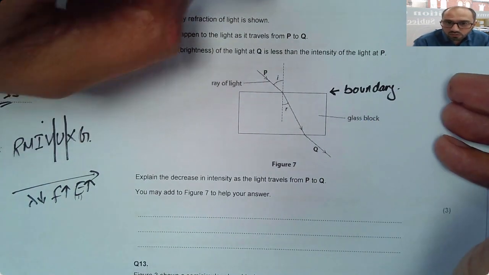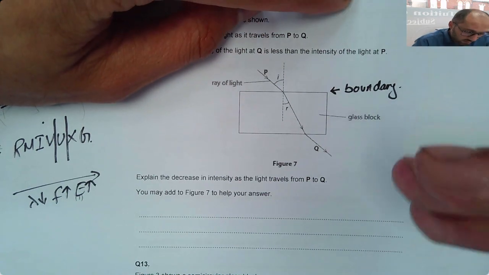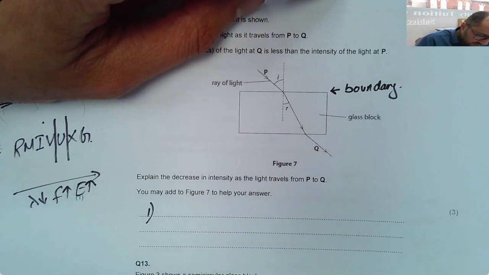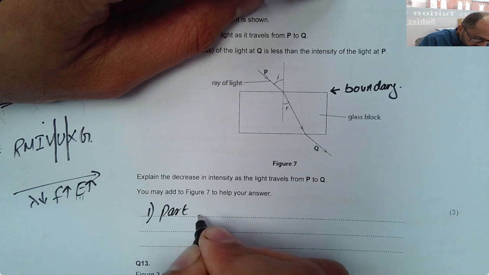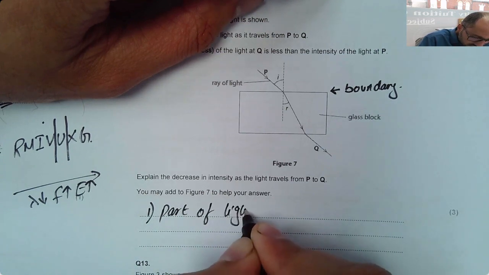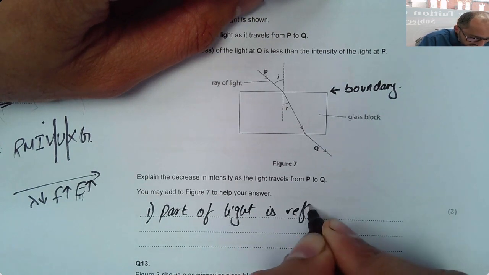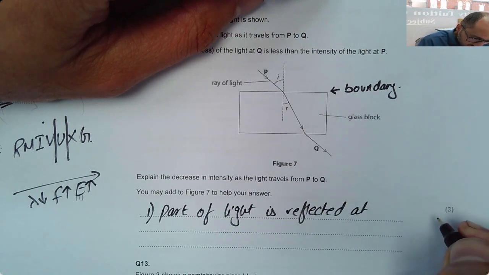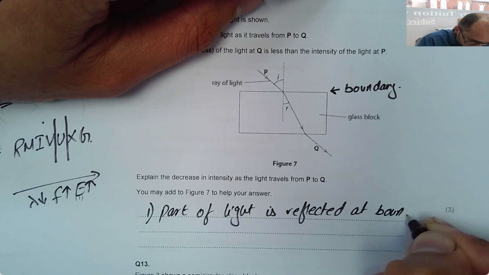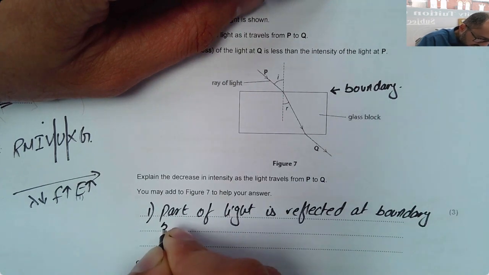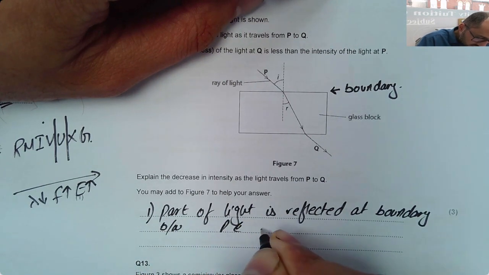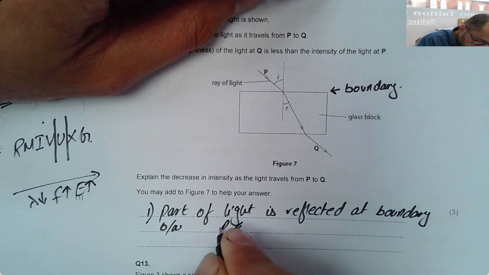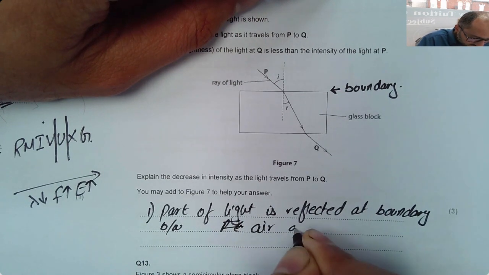So we know at a boundary certain things happen, right? Number 1, we can say part of light is reflected at a boundary between air and glass.